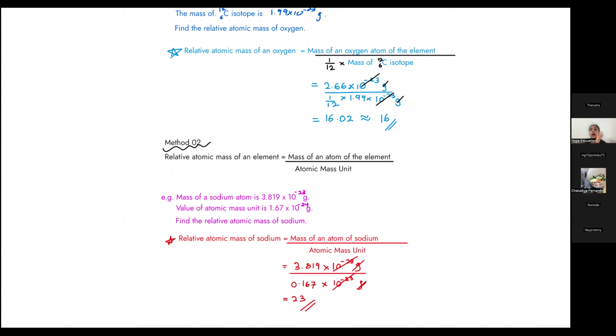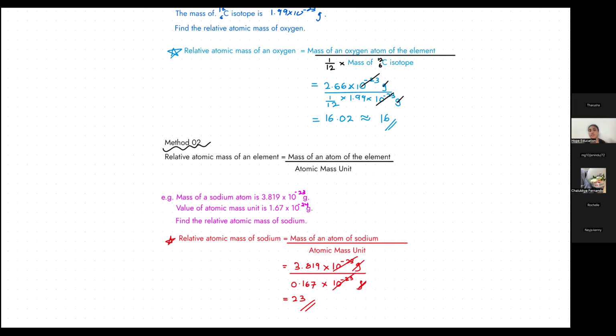As I said, none of these values you have to memorize. You don't memorize any of these values. You only memorize the formula. Only the equation you memorize, but any of these values you don't memorize.